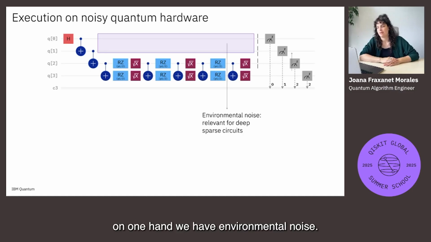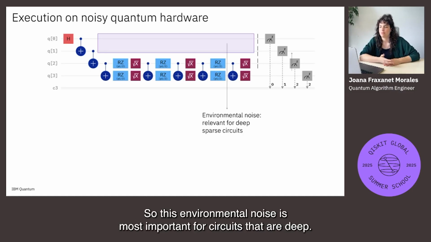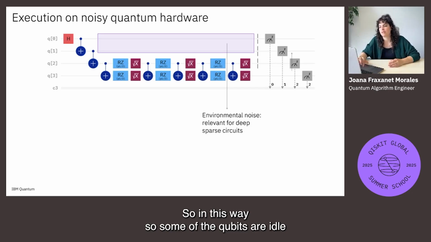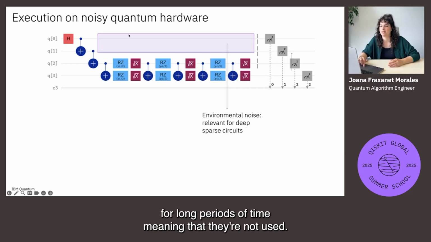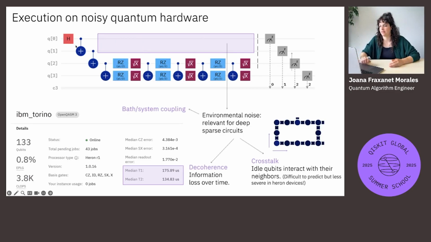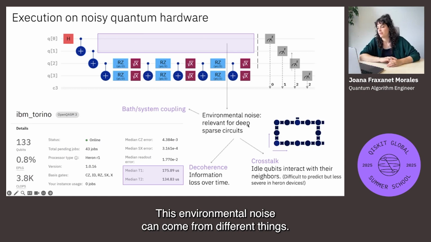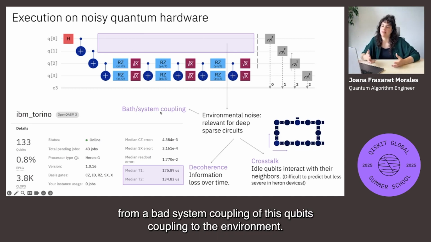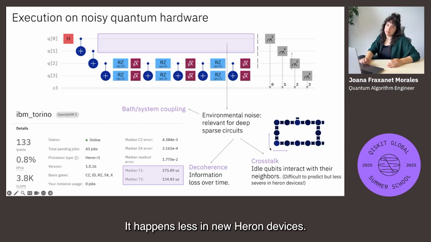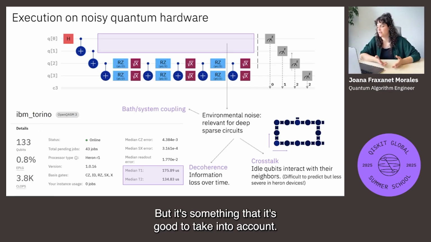On one hand, we have environmental noise. This environmental noise is most important for circuits that are deep, so that have many, many layers, and sparse. In this way, some of the qubits are idle for long periods of time, meaning that they're not used, but we should conserve the information on them because they've been already initialized. This environmental noise can come from different things. It can come from a bad system coupling of these qubits coupling to the environment. It can come from crosstalk, so qubits talking to their neighbors. This happens less in new Heron devices, but it's something that it's good to take into account.